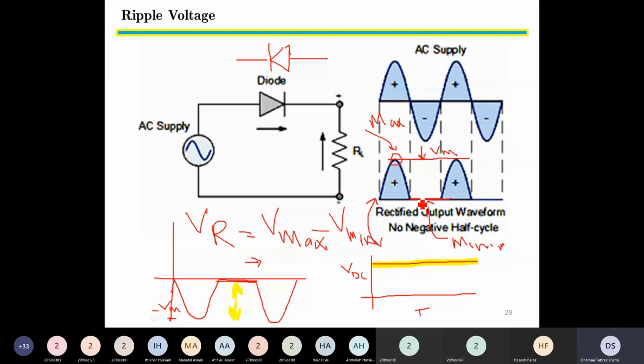Or when we obtain DC voltage with the help of electrolysis, then the DC produced from electrolysis, which is a source of DC, is also a straight line. So we say it is a straight line because the ripple voltage is zero. In the ideal case, V maximum and minimum are both equal, therefore ripple voltage is zero.